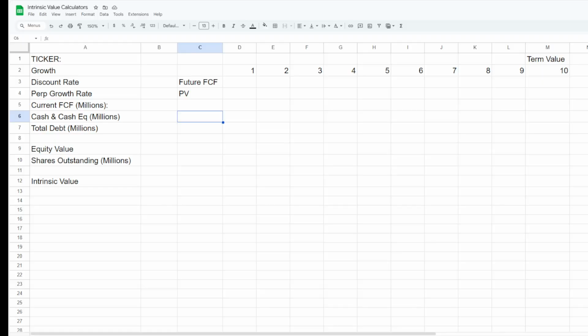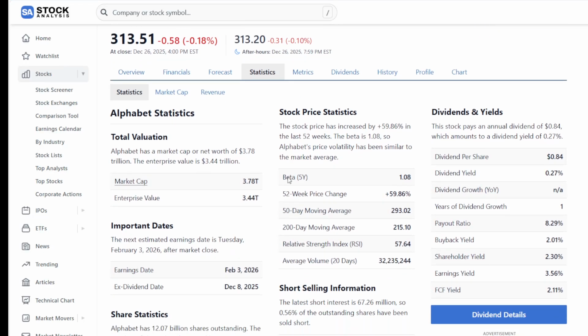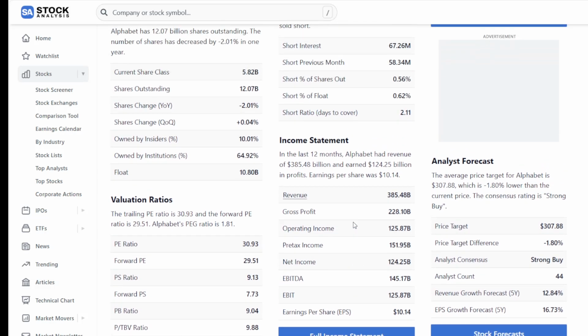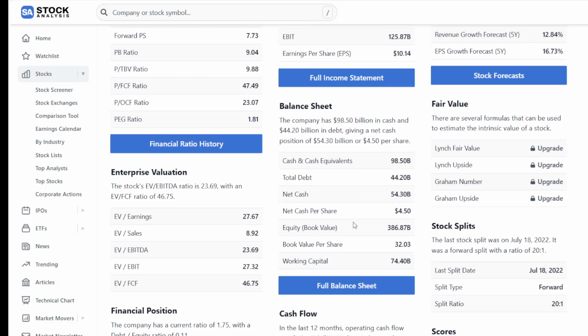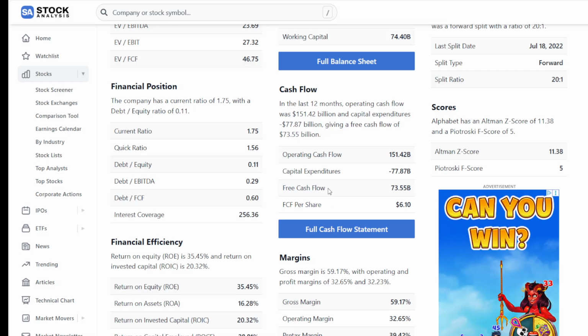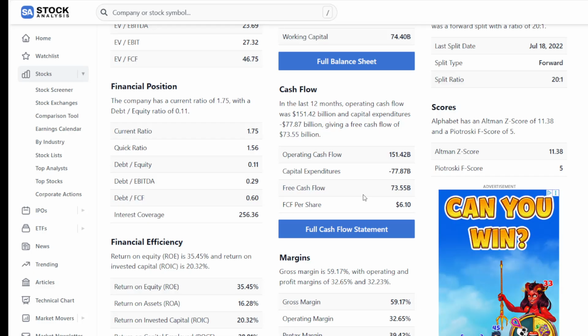So the first thing that I'm going to do is I'm going to go to Google, and I'm going to look it up on stockanalysis.com and look at statistics. Here in statistics, we're going to pull all the information that we need for Google. In particular, one of the most important things is we need to know what is their current free cash flow. So I'm going to scroll down here to cash flow. It's in the middle column toward the bottom, and we see we have free cash flow, 73.55 billion.